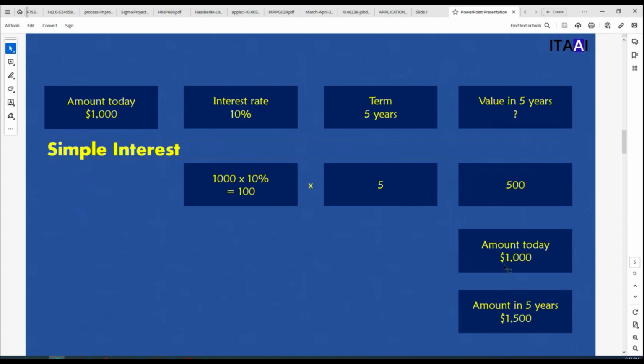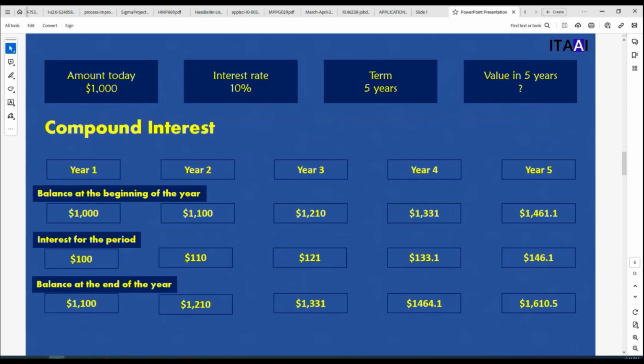Again, today the amount I have is 1,000, and after 5 years, I'll be having $1,500, and that's the logic over here. That is simple interest. I'm only multiplying this interest with my basic amount that I'm having today. So that's my simple interest. In other words, with simple interest, my $1,000 today will automatically become 1,500 in 5 years. But now there is another type of interest as well, and that is called compound interest.